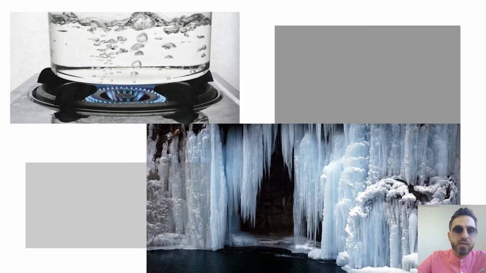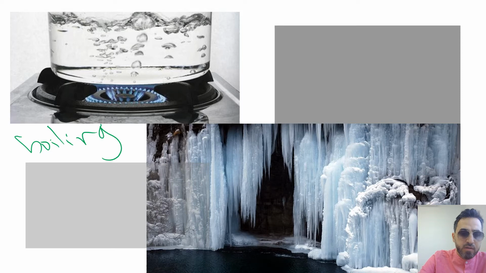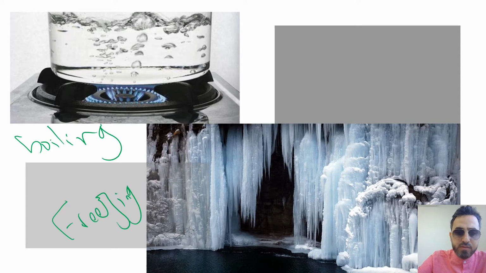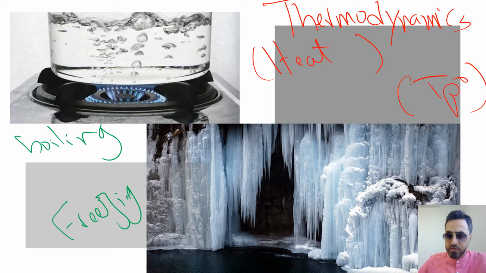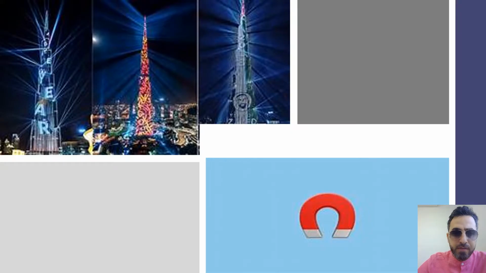Move to the second slide. We have over here boiling water. I will write it, boiling water, and here we have freezing. Boiling water and freezing are examples of thermodynamics. Some students ask, what does thermodynamics mean? It's very easy to recognize: it is heat and temperature. Heat and temperature refer to thermodynamics.